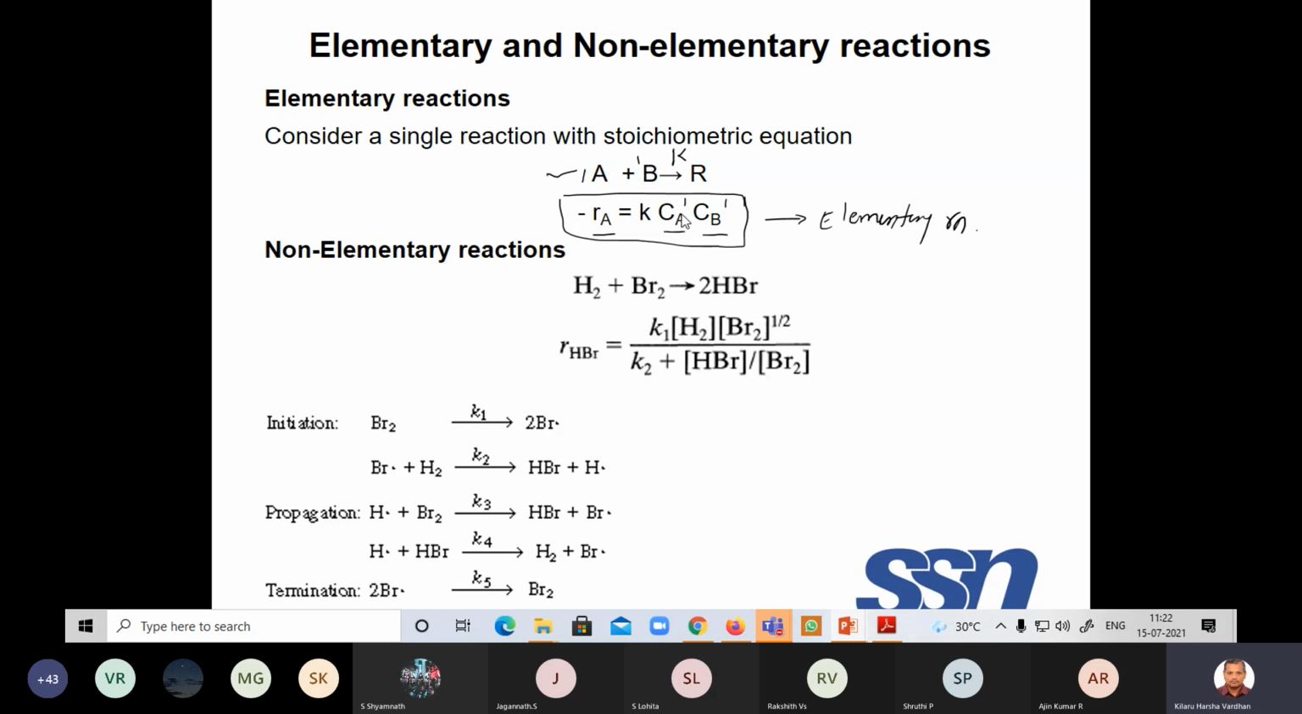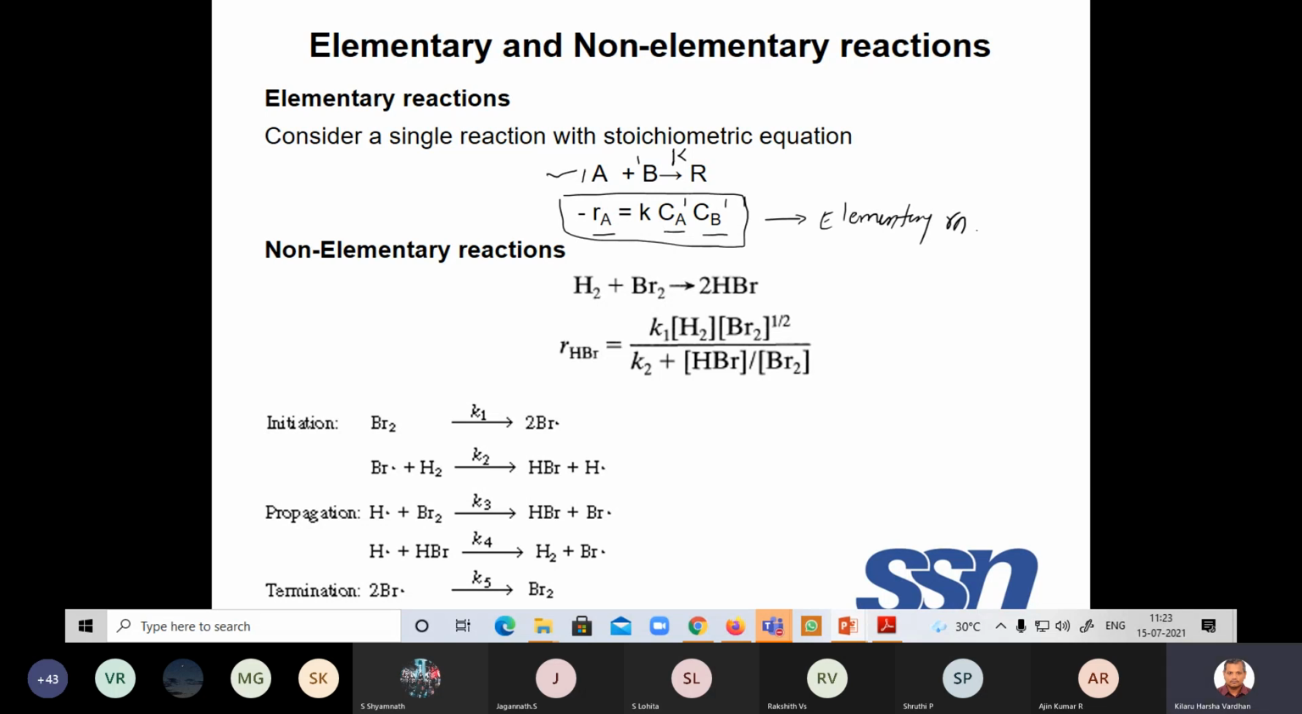Order is nothing but the sum of the powers of the concentration. This is power 1 and this is power 1. So 1 plus 1 gives 2. So the order of this reaction is 2. So for an elementary reaction, you can tell the order directly by looking at this particular expression. Only for the elementary reaction can we tell the order.